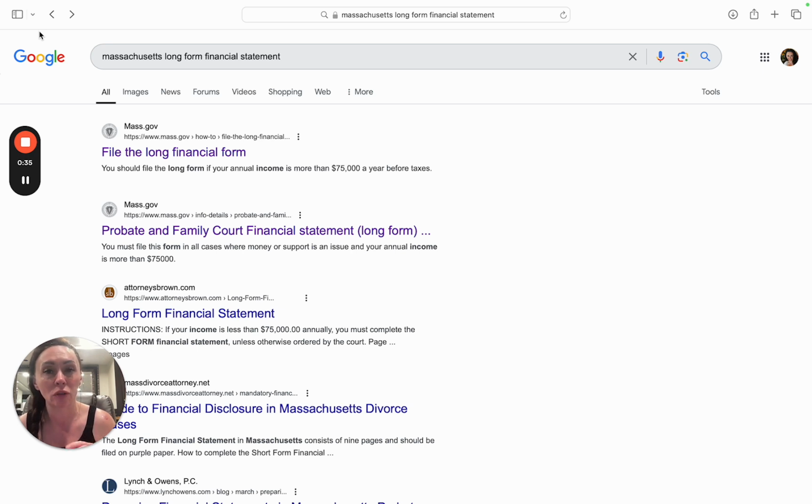It's a 9-page form as opposed to the short form, which is 4 pages. A lot of times people look at it, they get super overwhelmed. It's not that scary. We're going to take it page by page, and I am going to walk you through.